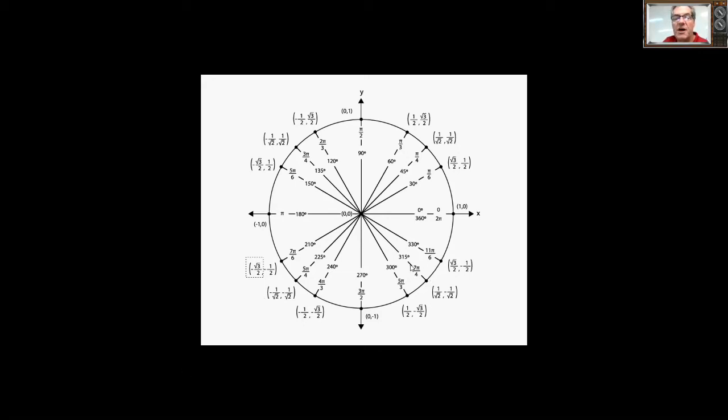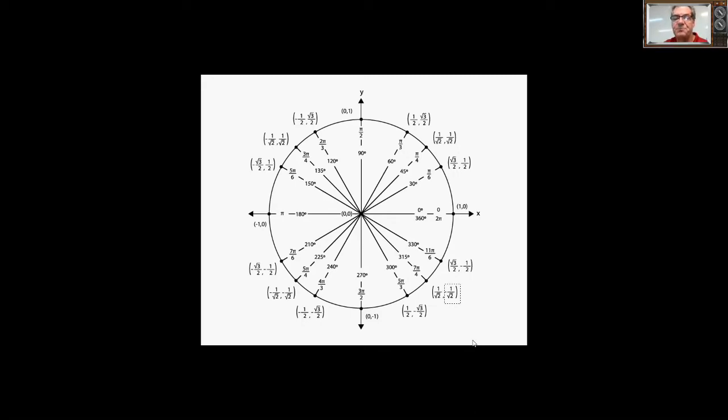Looking around the unit circle, here is 7 pi over 4, and I was asking for the sine. I think it was sine. Hopefully I did that right. Sine of 7 pi over 4. That sine is the y value. So sine of 7 pi over 4 is the same as 1 over the negative square root of 2, or negative 1 over root 2. And again, if you do that on your calculator, both values should match.